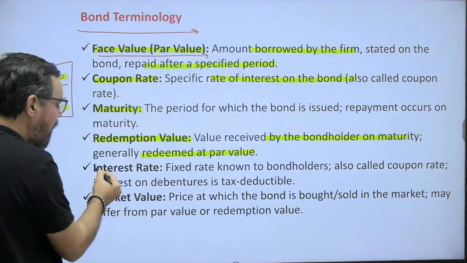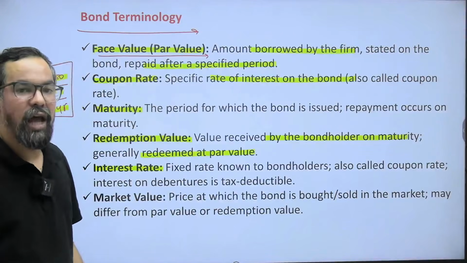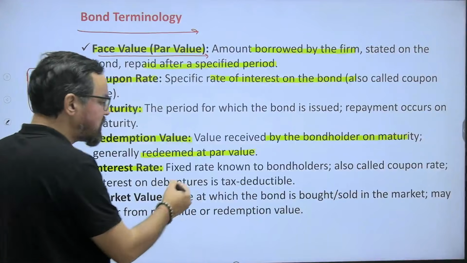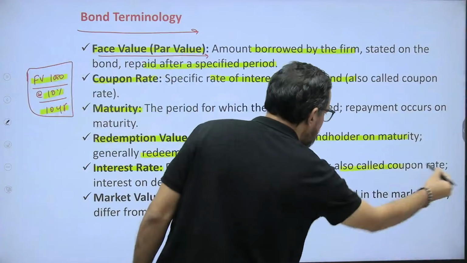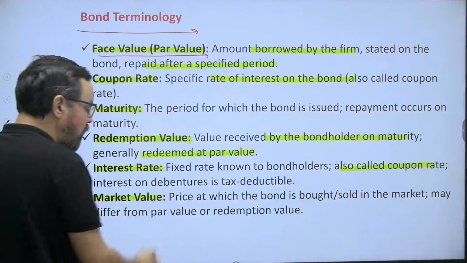Next one, interest rate. Now we can have the interest rate fixed or floating. A fixed rate known to bondholders is also called the coupon rate. Then there is the interest on debentures, or the market value, which can be different.